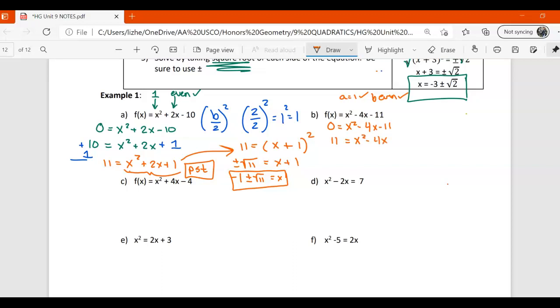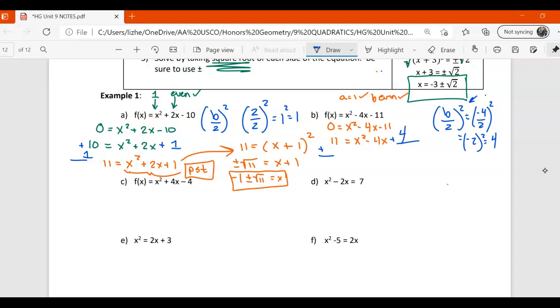And now what I'm going to do is I'm going to add something to both sides of my equation. And what am I going to add to both sides of my equation? Well, I'm going to take my b value, divide it by 2, and square it. So in this case, b is a negative 4. You don't really need to mess with that negative because you're going to square it, so it doesn't really matter. But regardless, you could say negative 4 divided by 2 squared will give you a negative 2 squared, which is a positive 4. So I'm adding 4.